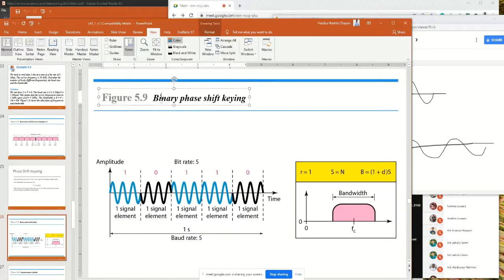Same question, why is it binary? Because we have two different types of phase, 0 degree phase and 180 degree phase. Fine.